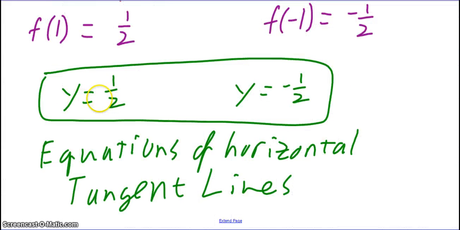Alright, so you should end up with y equals 1/2 and y equals negative 1/2 as the equations of the horizontal tangent lines.